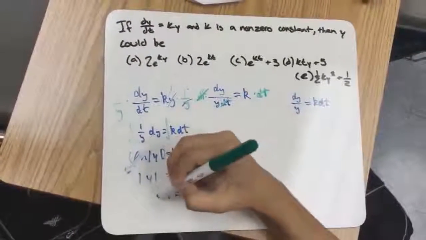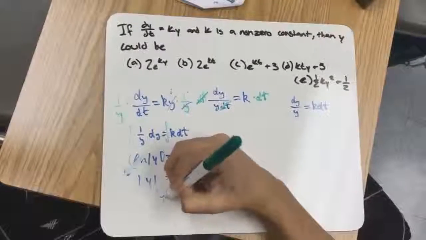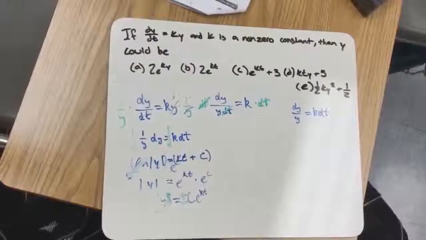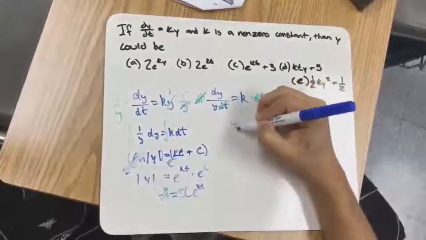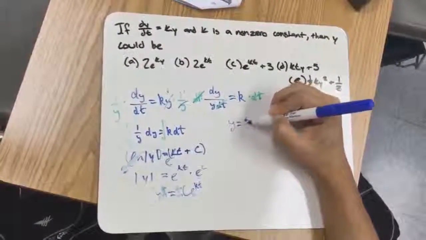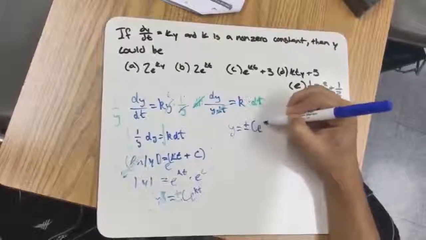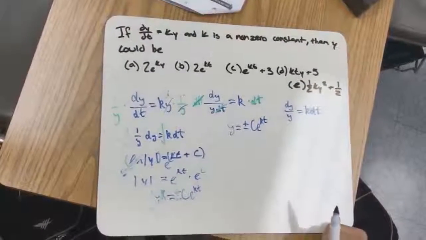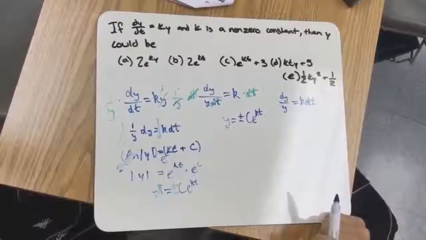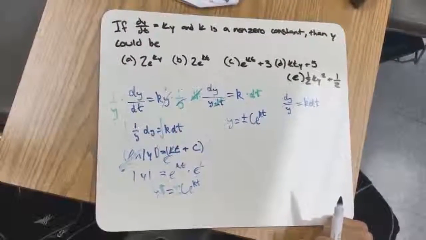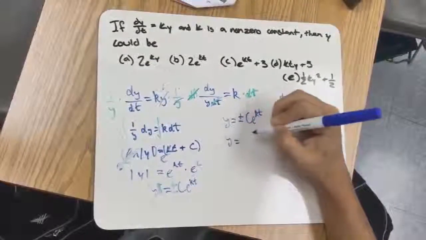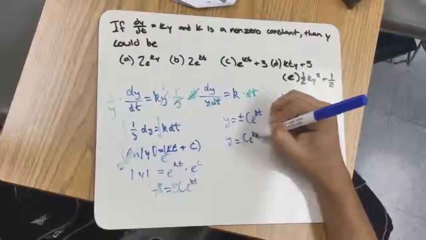So let's get rid of the absolute value and put the plus or minus. We can rewrite this as y equals plus or minus ce to the kt. C being a constant will absorb the plus or minus, and our final equation will end up as y equals ce to the kt.